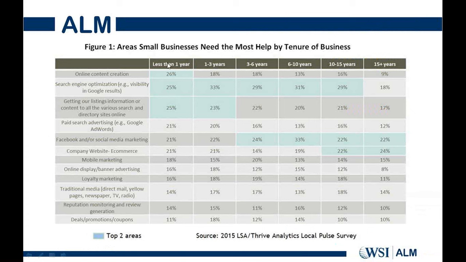Then horizontally, you have how old that business is, so the tenure of the business. A business that's brand new, less than 1 year, 1 to 3 years, 3 to 6 years, 6 to 10 years, 10 to 15 years, and 15 years plus. As you can see, the businesses with 10 years plus may require less assistance, right? As you can see, 18%, 16% of them say they need help with online content creation, and then it jumps into 9%. And that's probably because they have their own internal resources, right?